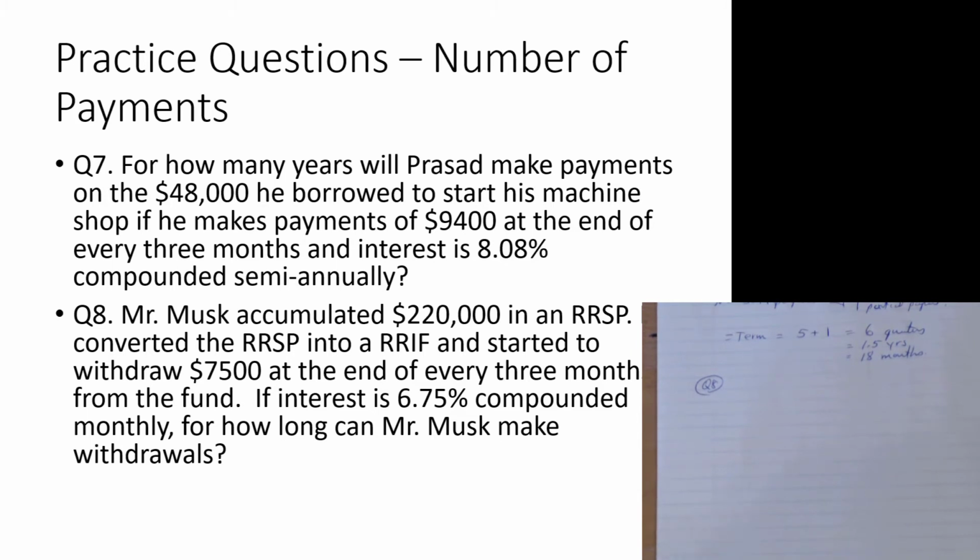If interest is 6.75% compounded monthly, for how long can Mr. Musk make withdrawals? Okay. So we have ourselves our annuity. And again, same caveats as before, right? We're going to find that N, but it's not the end of the story.